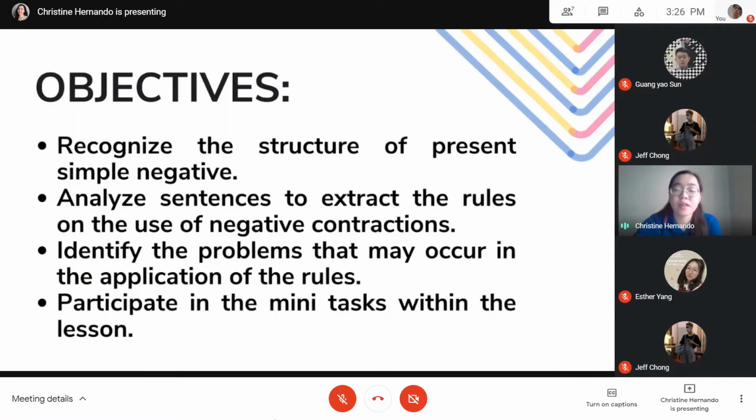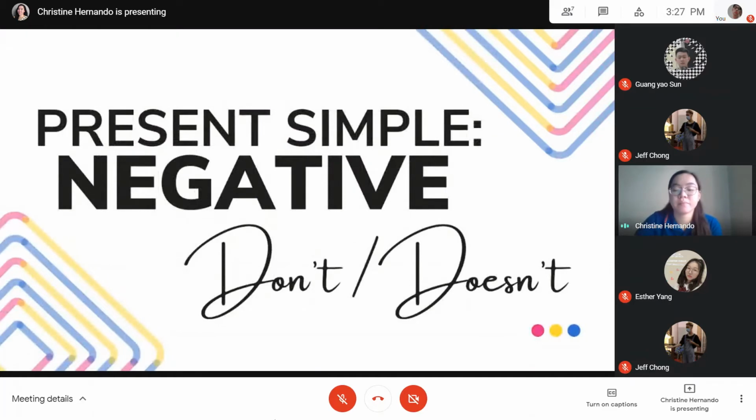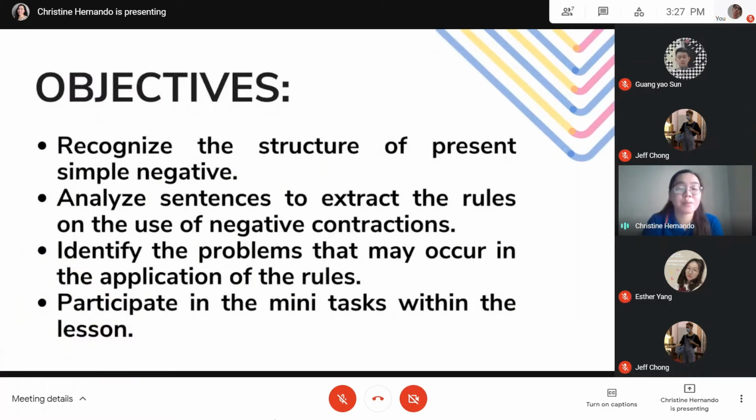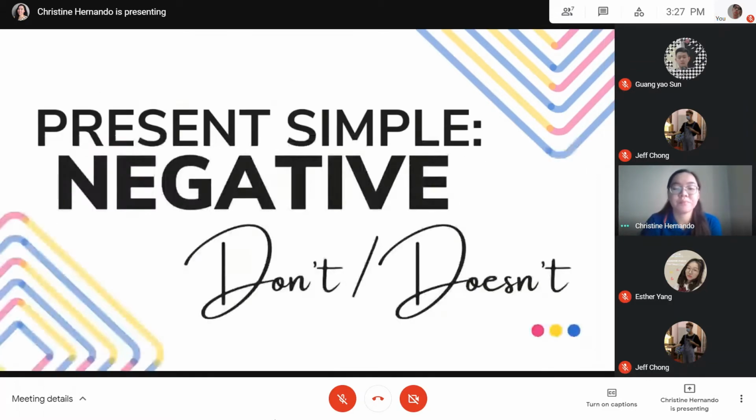In the course of the lesson, the students are expected to recognize the structure of the present simple negative. Second, analyze sentences to extract the rules on the use of the negative contractions. Third, identify the problems that may occur in the application of the rules. And lastly, participate in the mini task within the lesson. So, again, the present simple negative.